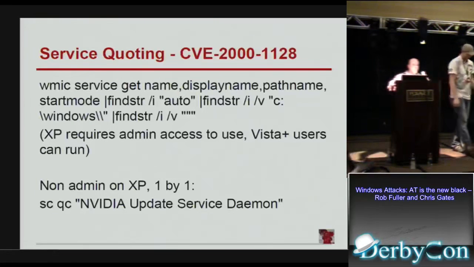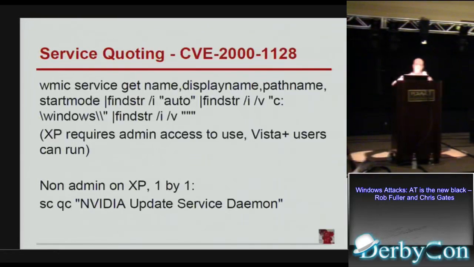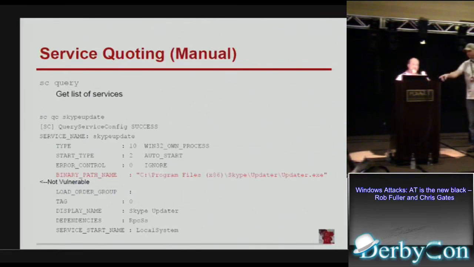So another old issue, service quoting, but you still run into it all the time. This fancy string up there requires admin access on XP to run, and then for Vista plus, any user can run that. And what that does is show you basically the service names that are not quoted. An example of one that is correct is Skype. The C program files x86 Skype updater is in quotes. So because there's a space in the program files x86, Windows will correctly parse that, and I can't shove anything extra in there.